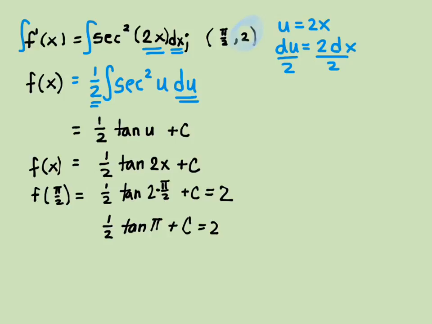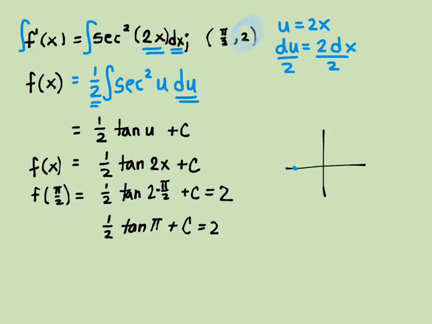Does anybody know? It's 0. Yeah, it is 0. On the unit circle, pi is over here on the left, correct? And tangent is sine over cosine. The sine value is 0. It's the y value, right? It's the y value right there. And the cosine value is 1. So this would be 0 over 1.